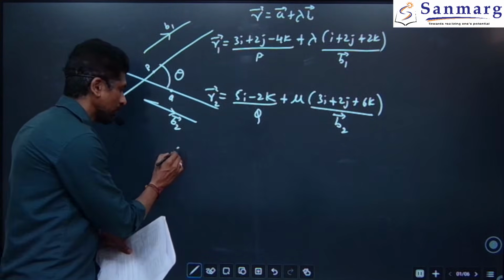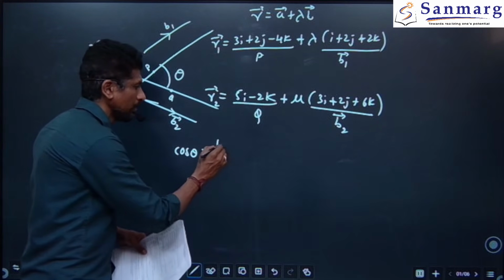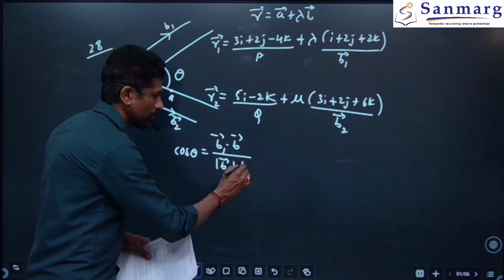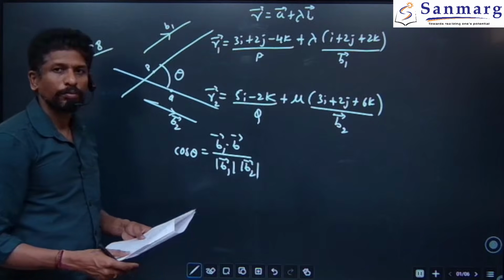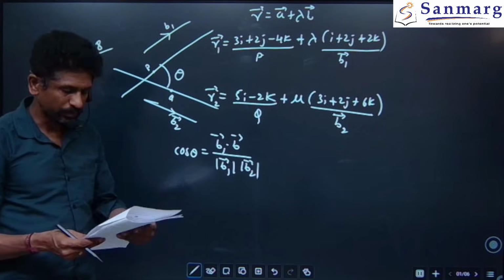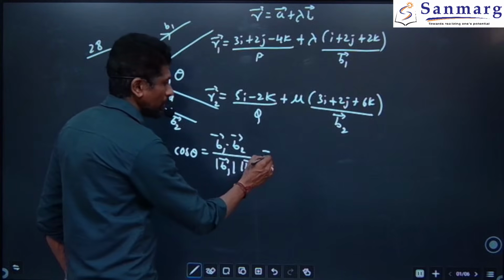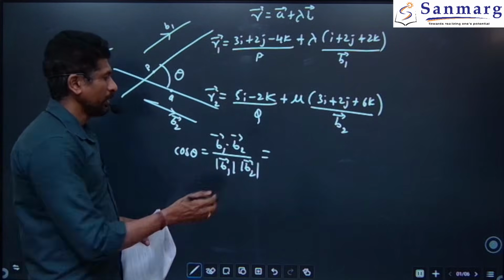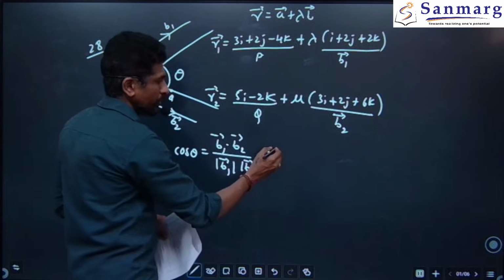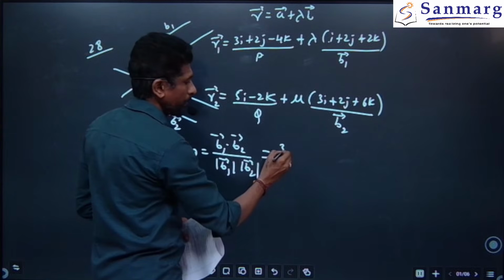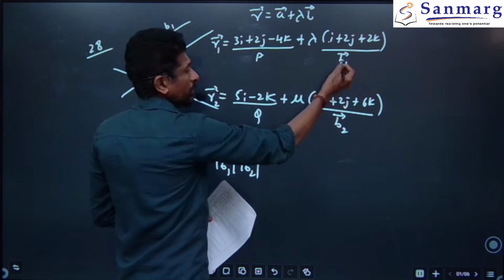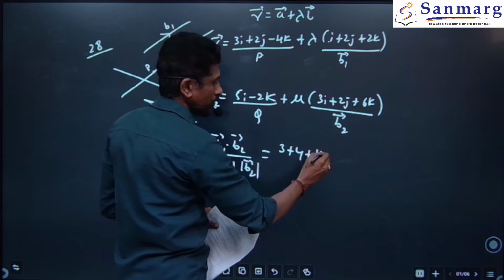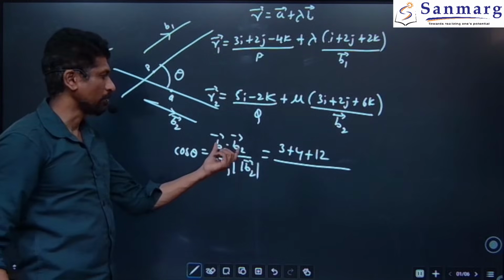Therefore you have to consider cos theta equals b1 dot b2 divided by modulus of b1 into modulus of b2. This way we can find the angle between the pair of lines. You know the procedure for b1 dot b2, which is scalar multiplication: the i coefficient and i coefficient multiplied, 1 into 3 becomes 3. The j coefficient, 2 into 2 is 4. The third, 2 into 6 is 12. So this is the dot product.